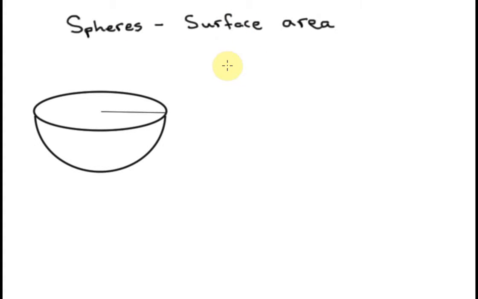Now spheres are pretty easy. The formula actually looks like this. The area is 4 times pi times the radius squared. So the only thing you really need to know is the radius. Then you can figure out all kinds of stuff with regards to spheres.